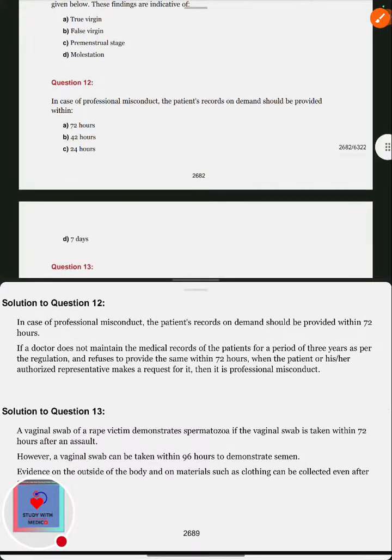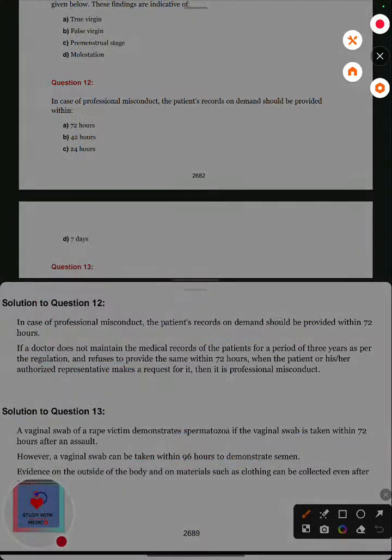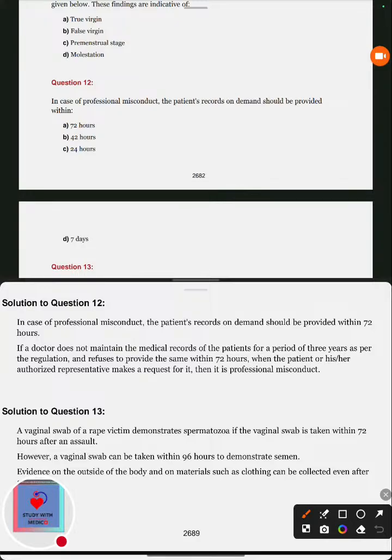In case of professional misconduct, the patient's records on demand should be provided within 24 hours. Or no, not 24, within 72 hours, 3 days. If a doctor does not maintain medical records of the patient for a period of 3 years, he should maintain the records. 3 years.